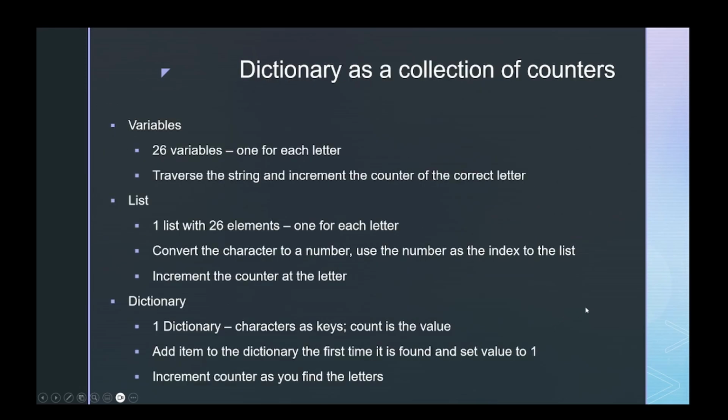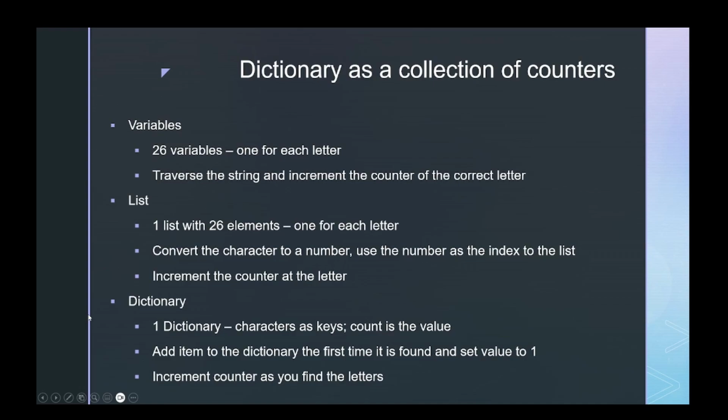A dictionary can be looked at as a collection of counters. And by collection of counters, I mean if we are trying to count something. For example, if I have a string sentence and I want to see how many of each letter I have in that full sentence, I can do it many different ways.